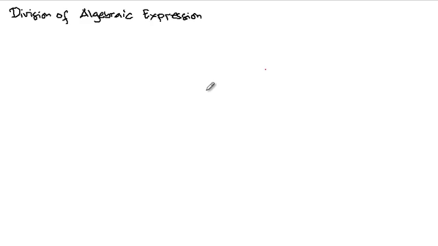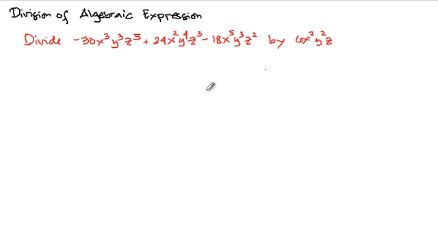Dividing a monomial is the same as dividing numbers. For example, let's have this. We're instructed to divide negative 30x cubed y cubed z to the fifth plus 24x squared y to the fourth z cubed minus 18x to the fifth y cubed z squared by this term, 6x squared y squared z.